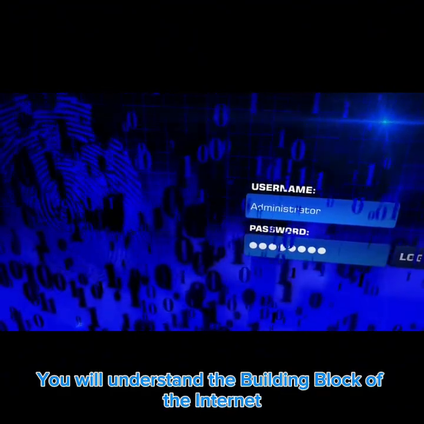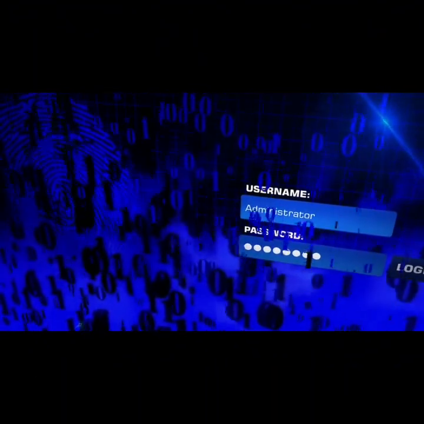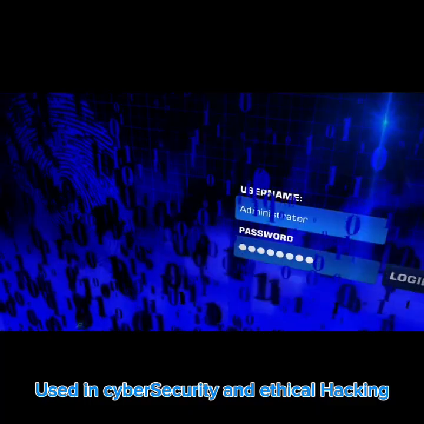By the end, you will understand the building blocks of the internet, the same knowledge used in cybersecurity and ethical hacking.